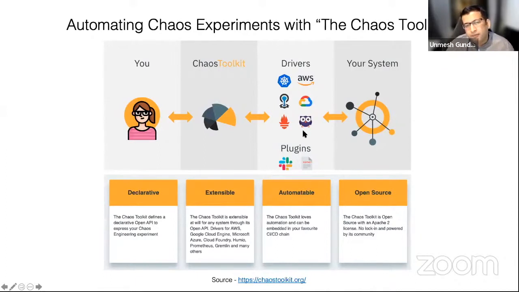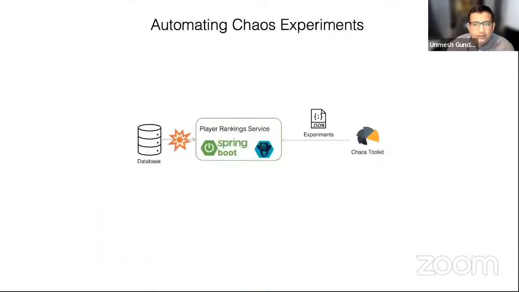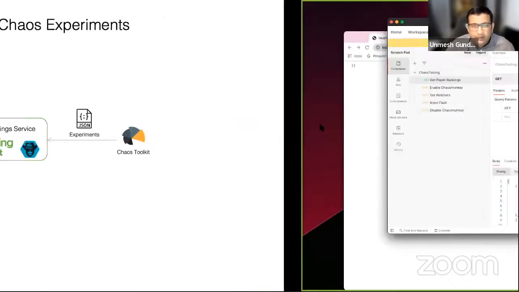So it basically provides you a simple DSL through which you can create your chaos experiments, and then you can run these in your CI/CD pipeline. These experiments are run from the command line. So you can create the experiment file, and this is how it looks.